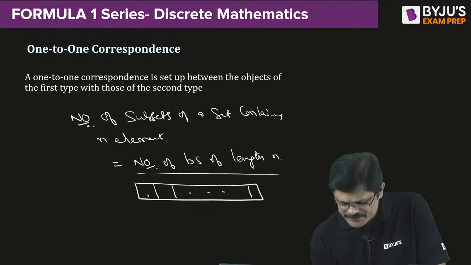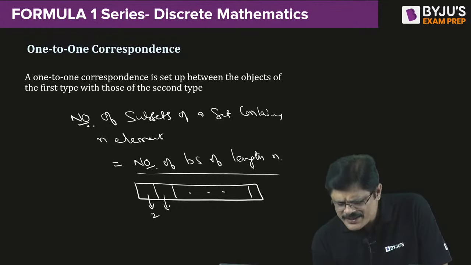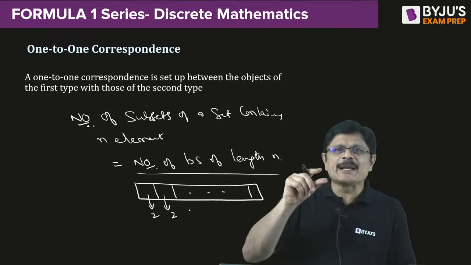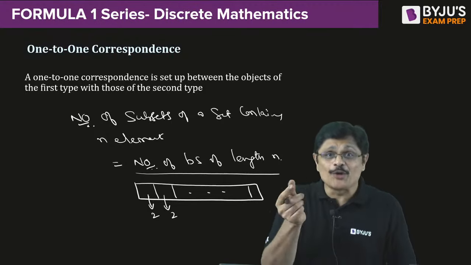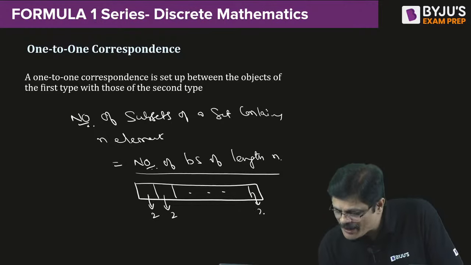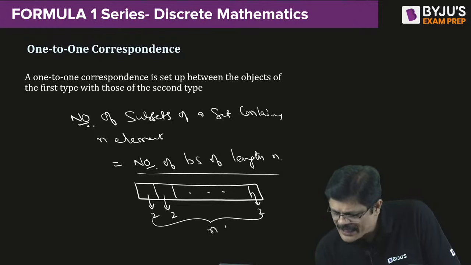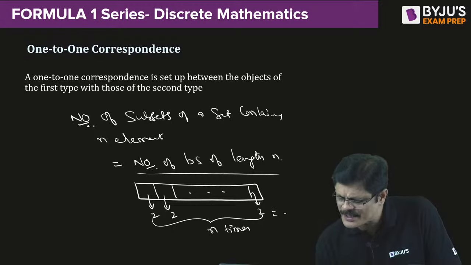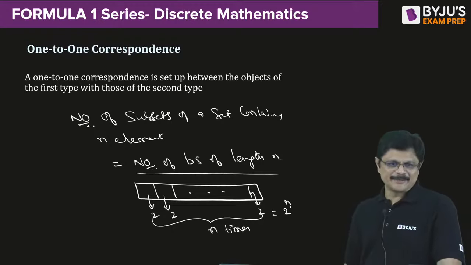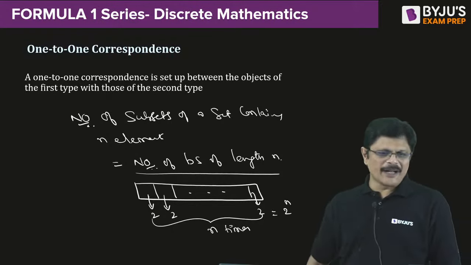Very good, Akshita. Two ways, because each position can be filled in 2 ways: 0 or 1, 0 or 1, 0 or 1. So 2 power, how many times? n times. So what is the answer? 2 power n. Super, you people are rocking.